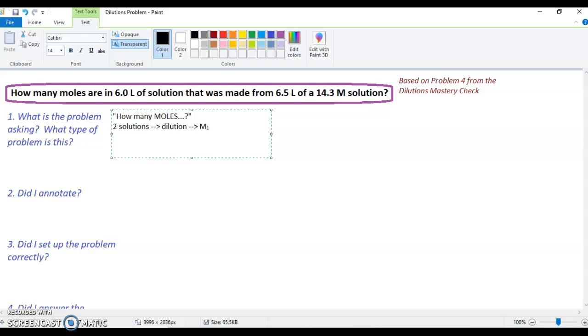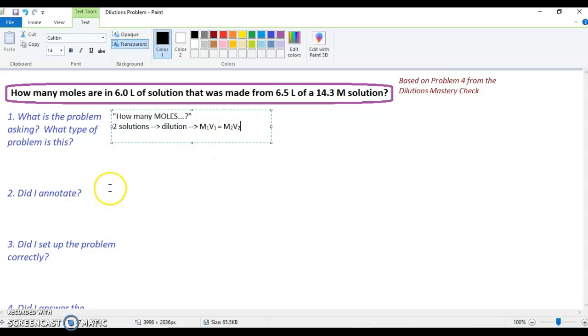M1 V1, whoops, equals M2 V2. That is our dilutions equation. All right, so that's my first step.